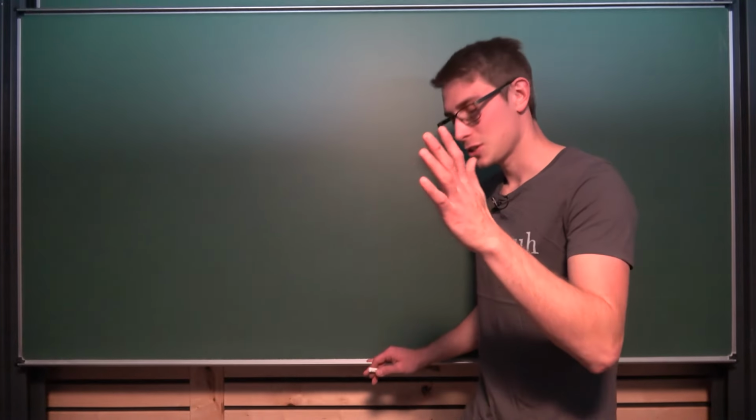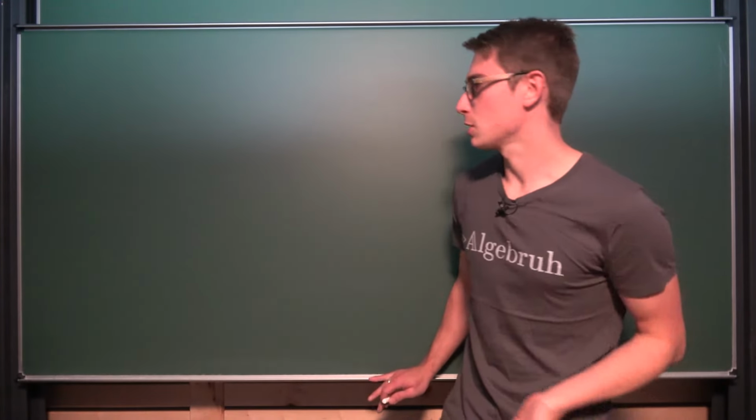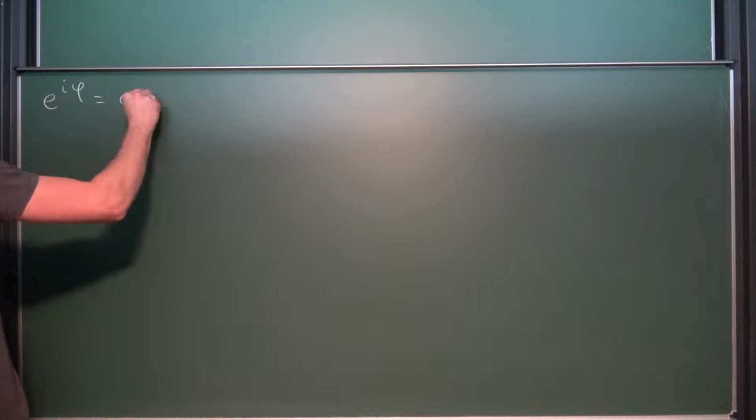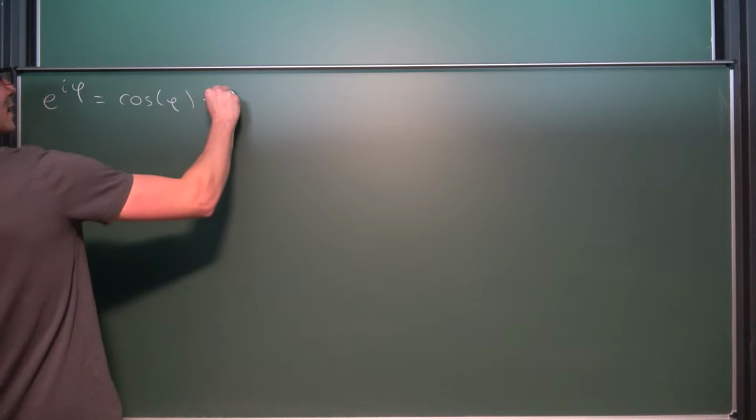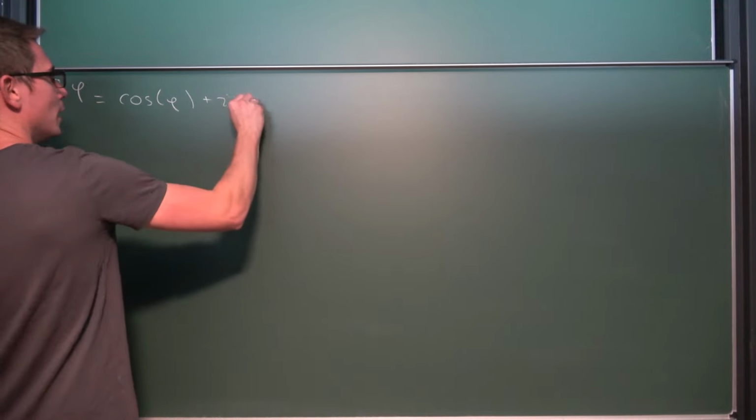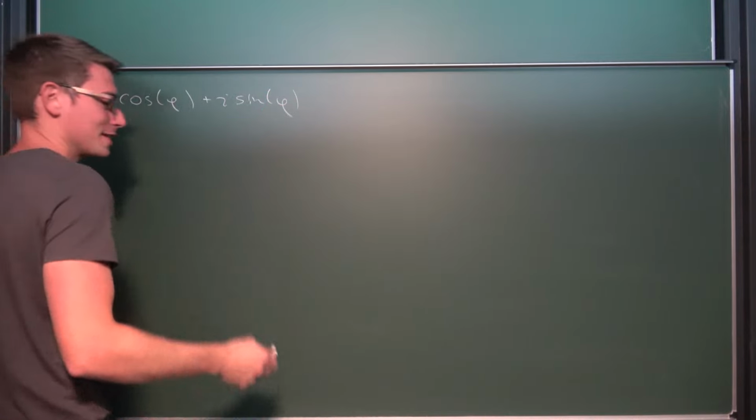So just a tiny little reminder, what is Euler's formula? Once again, Euler's formula is the thing that says that e to the i phi is equal to the cosine of phi plus i times the sine of phi. Okay, so this right here is Euler's formula.